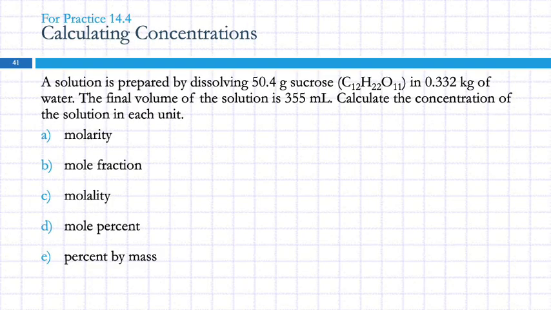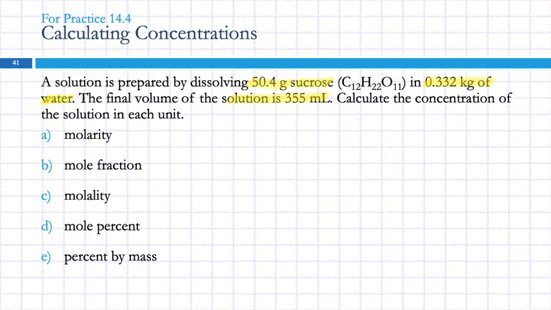A solution is prepared by dissolving 50.4 grams of sucrose in 0.332 kilograms of water. The final volume of the solution is 355 milliliters. Calculate the concentration of the solution in each unit. So this is a lot of practice. So what do we have here? Well, we've got 50.4 grams of sucrose, we've got 0.332 kilograms of water, and we've got solution volume.